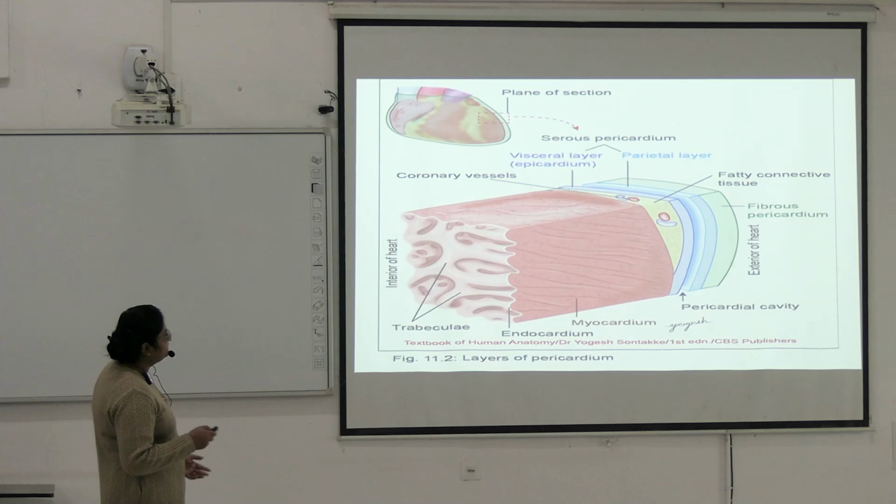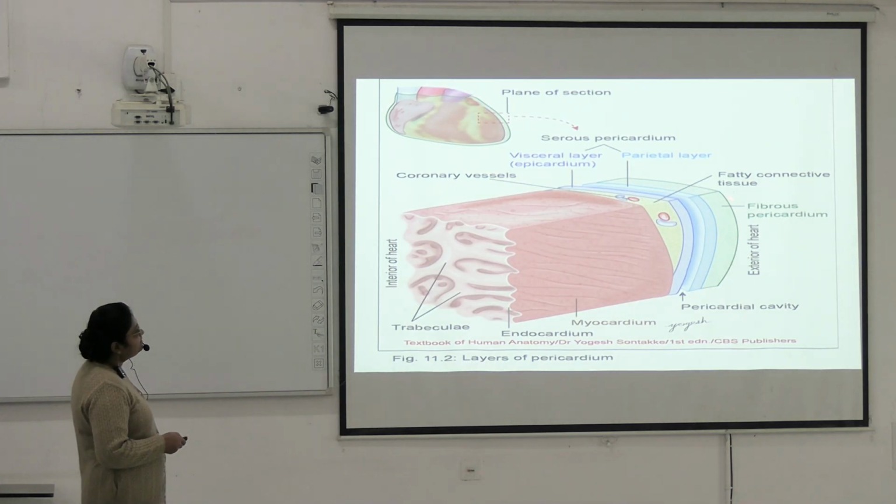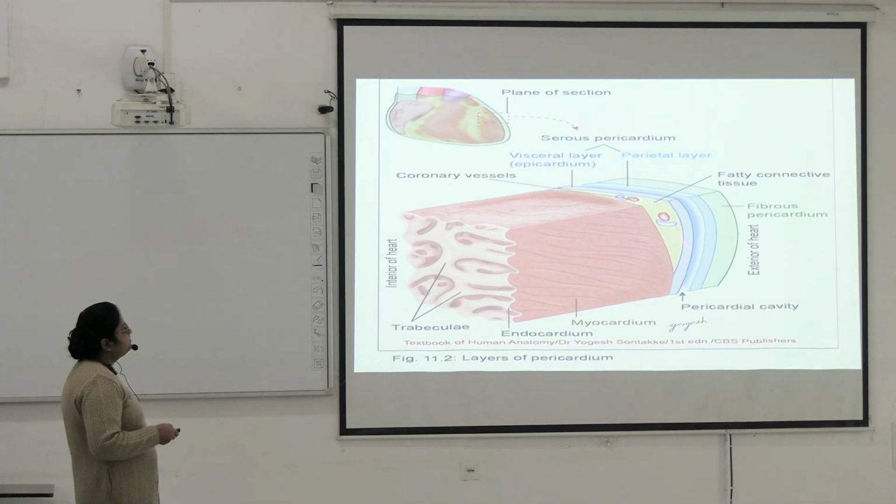See here, this is a section through the heart wall. Outer, the green covering is the fibrous pericardium. This layer is surrounding the inner aspect of fibrous pericardium. So this is the parietal layer of serous pericardium. Then there is the pericardial cavity. Then here is the visceral layer of the serous pericardium, also known as epicardium.